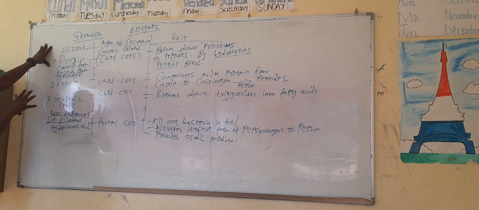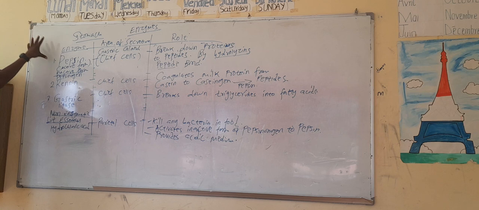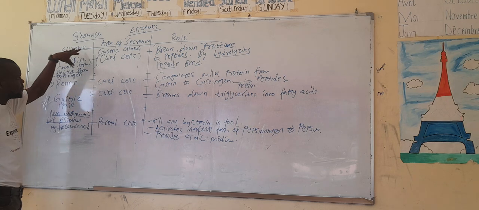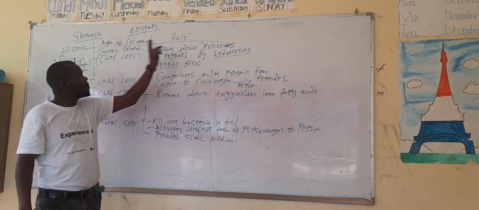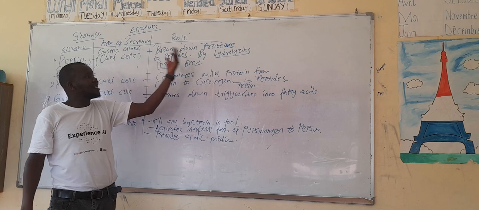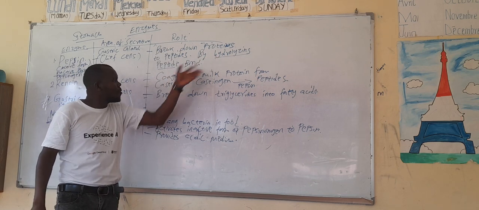We have some enzymes. The area of secretion is the gastric gland. On the gastric gland, we have some cells. The first, major cells, are the chief cells, producing pepsin. And this pepsin has to be activated from the inactive form, pepsinogen, to pepsin. This pepsin will break down proteins to peptides by hydrolyzing the peptide bond.